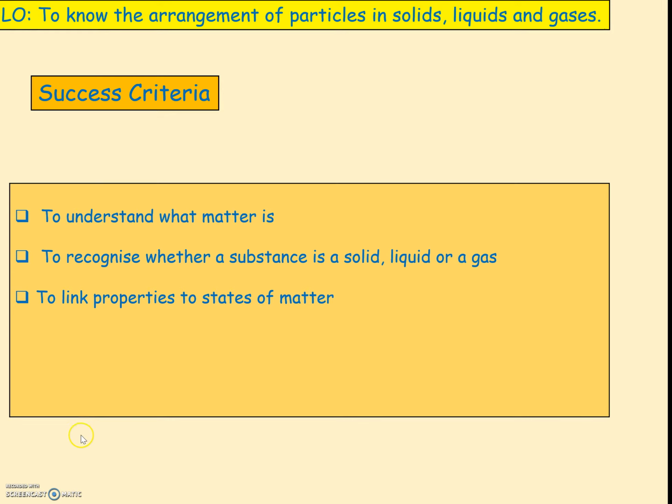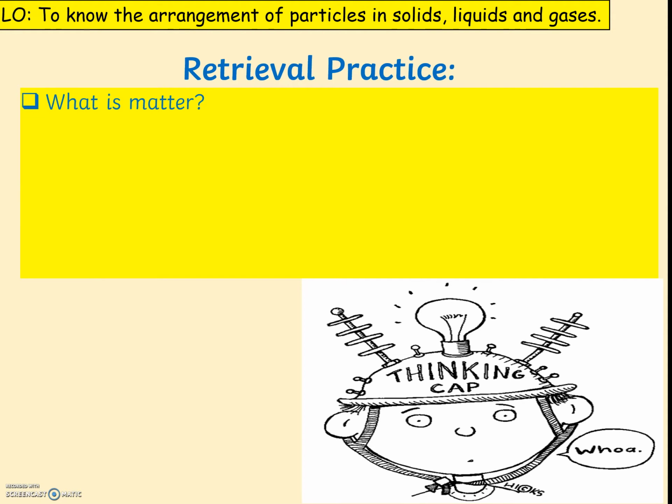Hello, Year 7s. In today's lesson, our learning objective is to know the arrangement of particles in solids, liquids, and gases. Our success criteria is to understand what matter is, to recognize whether a substance is a solid, a liquid, or a gas, and to link properties to states of matter.